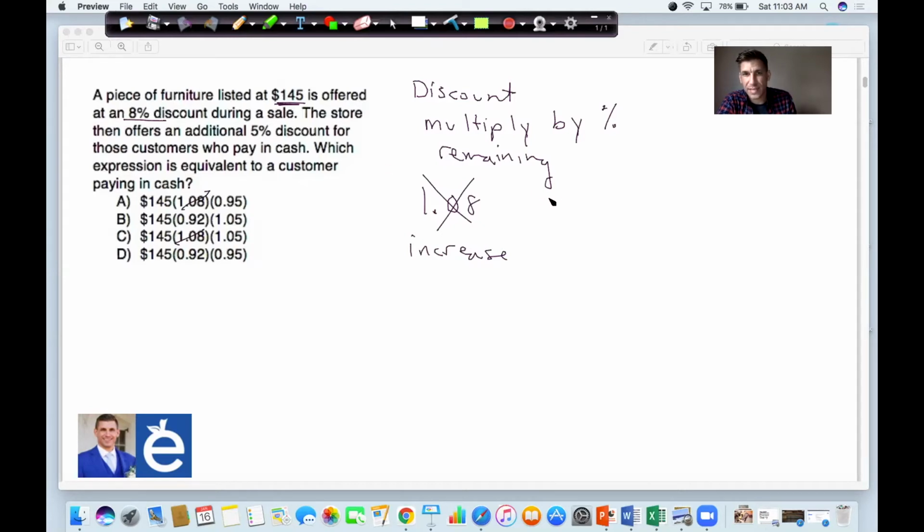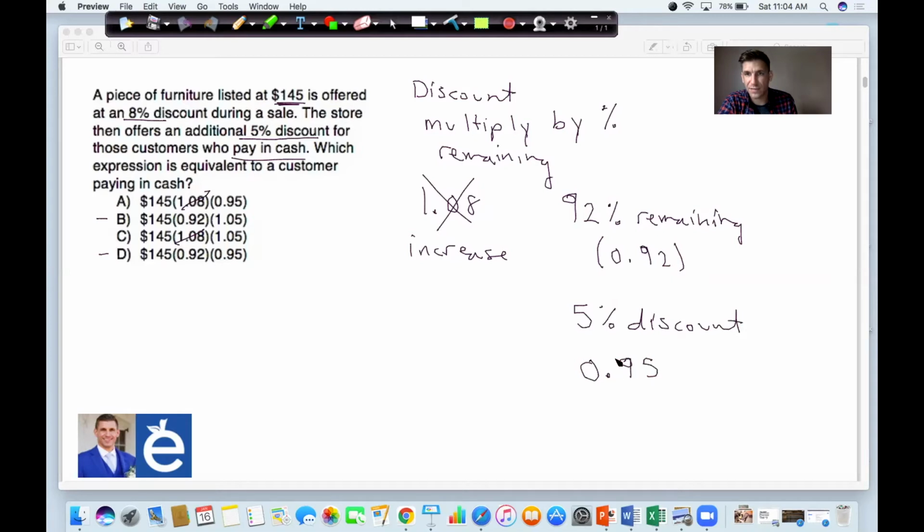In this instance, you have 8% discount. So you have 92% remaining. And if you have 92% remaining, this becomes 0.92, because they'll purposely convert it to a decimal. So it's going to be B or D, because that's where the 0.92 is coming from. Then it says the store then offers an additional 5% discount for those customers who pay in cash. Well, this once again is a discount. So I am not going to do 1.05. Instead, my 5% discount is going to become 0.95, because that's 95%. So I should have this in my answer, and I should have this in my answer.